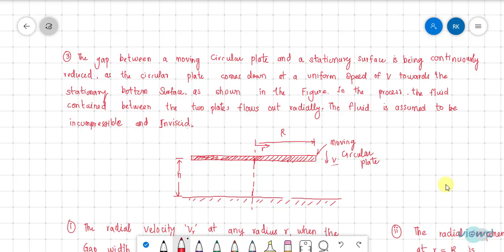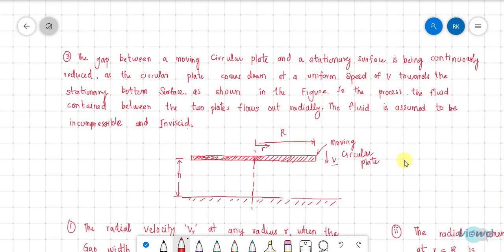Let us see another important problem on continuity equation. The gap between a moving circular plate and a stationary surface is being continuously reduced as the circular plate comes down at a uniform speed of v towards the stationary bottom surface, as shown in the figure. In the process, the fluid contained between the two plates flows out radially. The fluid is assumed to be incompressible and inviscid.